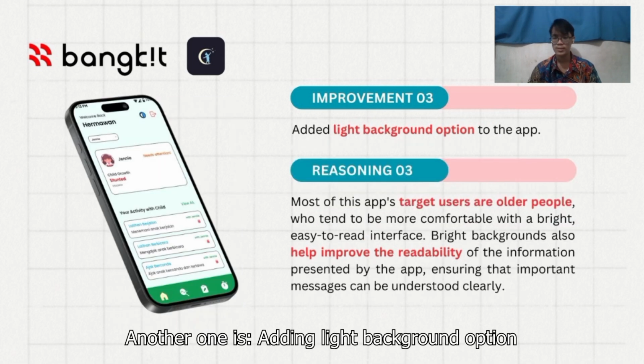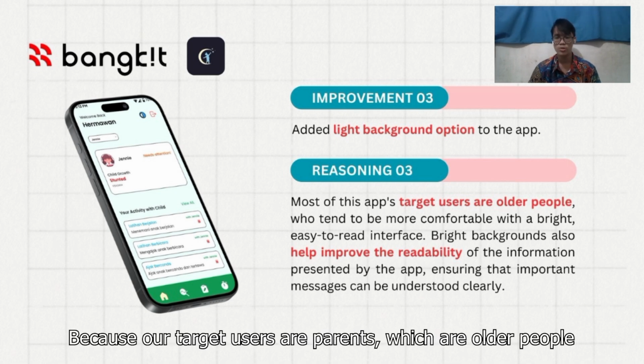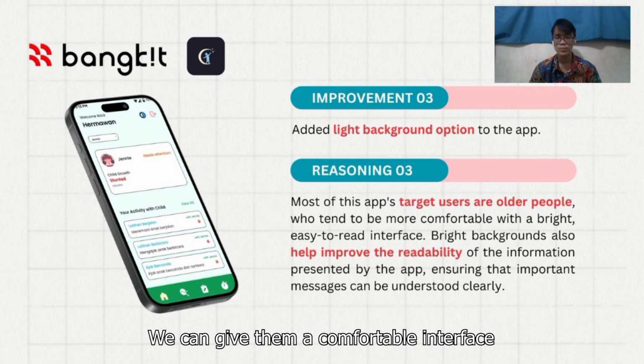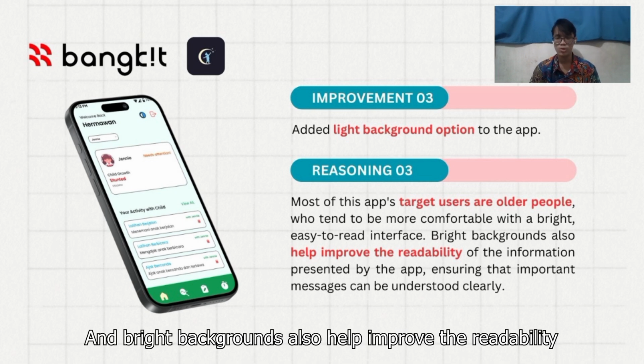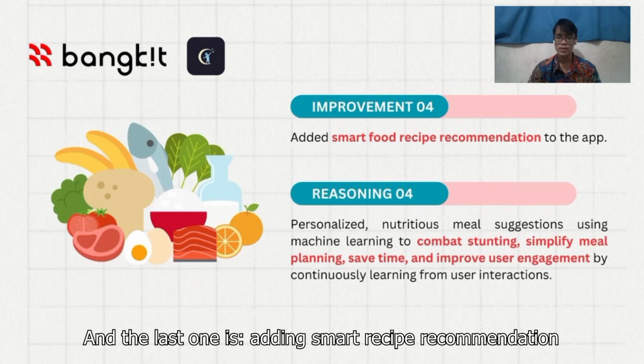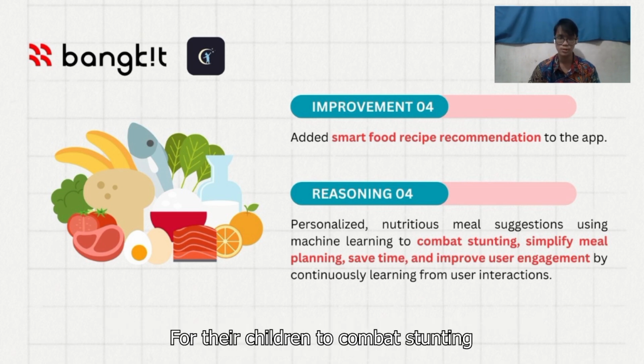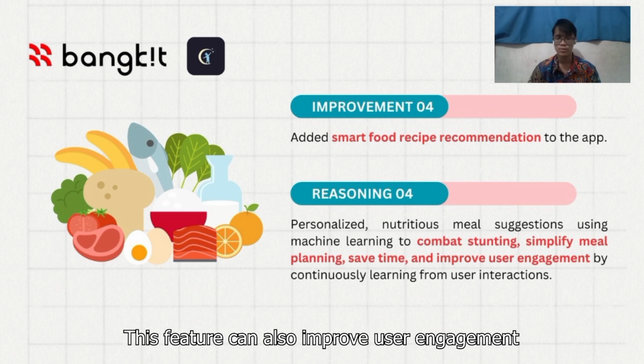Another one is adding light background options, because our target users are parents, who are older people who tend to be more comfortable with a bright theme. And bright backgrounds also help improve the readability. And the last one is adding smart recipe recommendations. This feature lets parents get personalized and nutritious meal suggestions for their children to combat stunting. This feature can also improve user engagement.